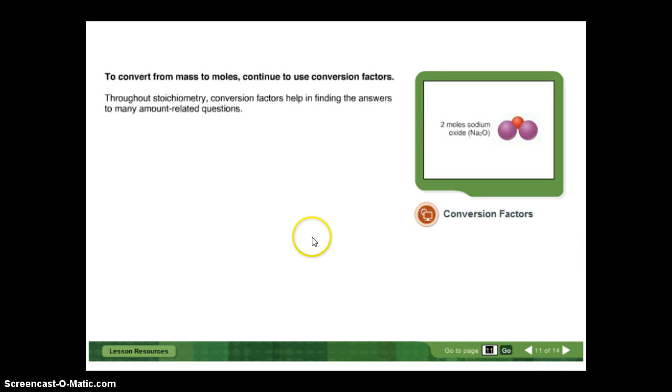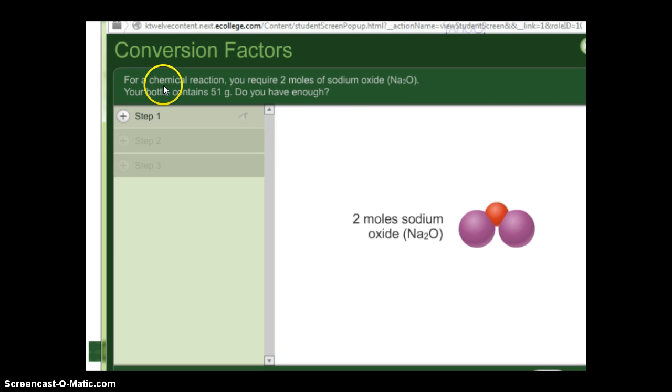To convert from mass to moles, continue to use conversion fractions. Throughout stoichiometry, conversion factors or fractions help in finding the answers to many amount-related questions. Okay, for a chemical reaction, you require 2 moles of sodium oxide. Your bottle contains 51 grams. Do you have enough? Okay, what are you starting with? And what do you want to end up with? You want to end up with moles, and you're starting with grams.